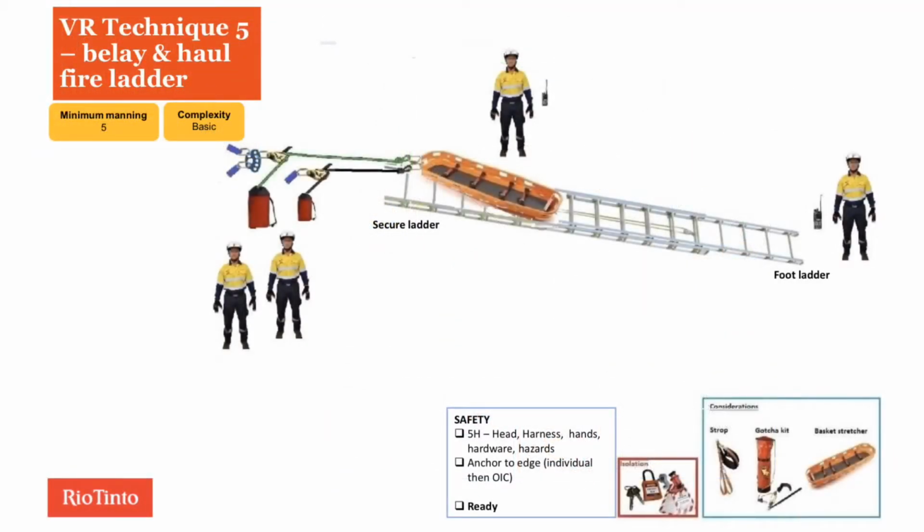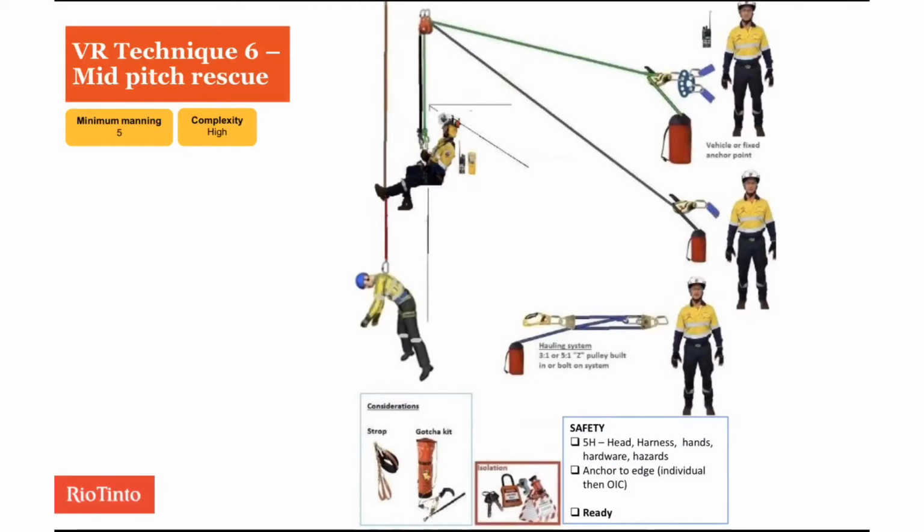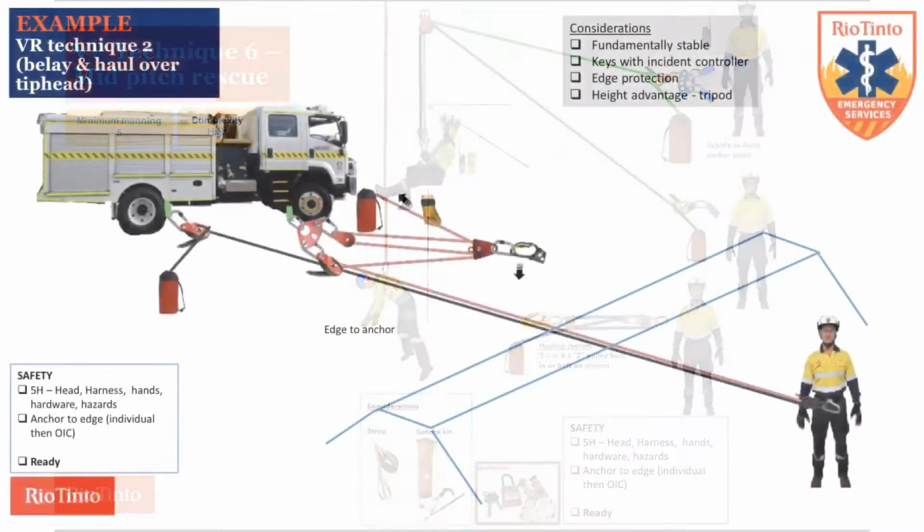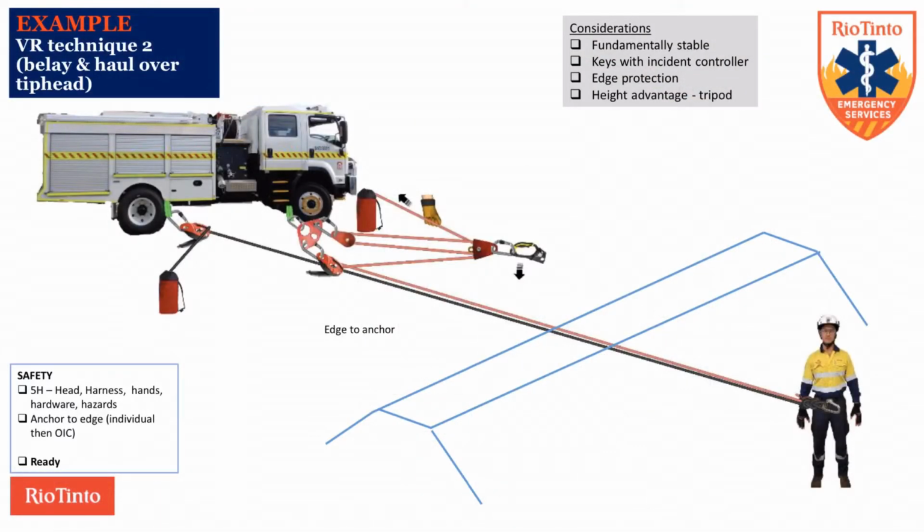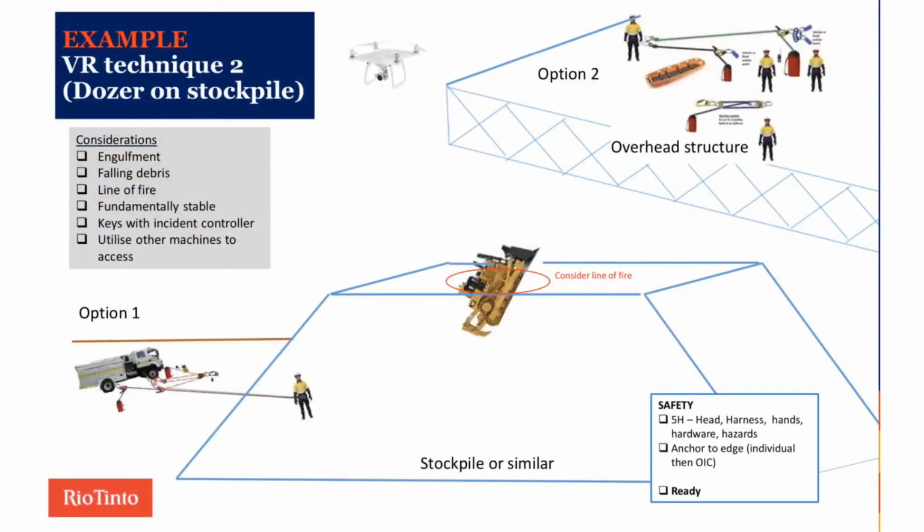Twin line belay system utilising a fire ladder as a slide for the stretcher. The mid-pitch rescue is utilised for a suspended casualty. Example of a belay and haul system over a tip head. Example rescue methods for a dozer on a stockpile.